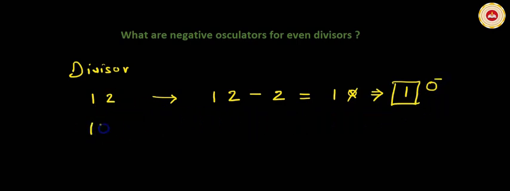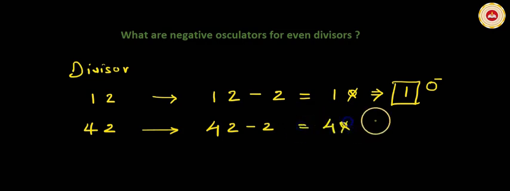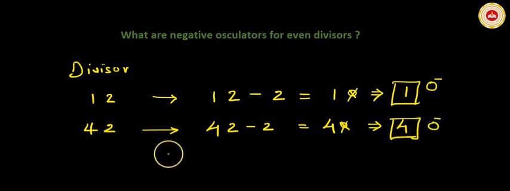If it is 42, see, write 42, subtract 2 from 42, that is given divisor, and write 40. You get 40. Neglect this 0 and consider this 4. This 4 is negative osculator for given divisor 42.